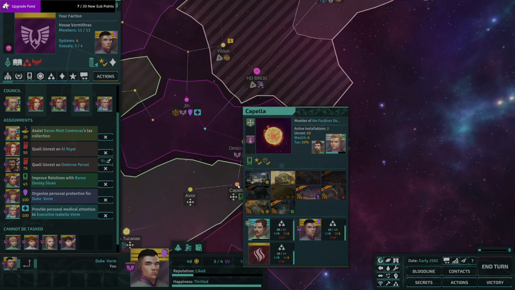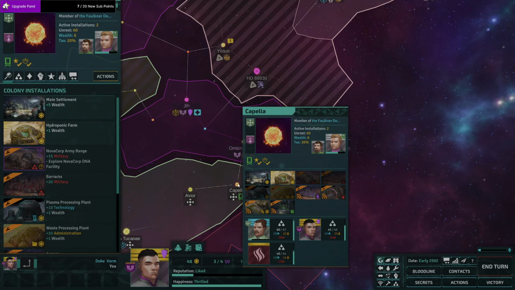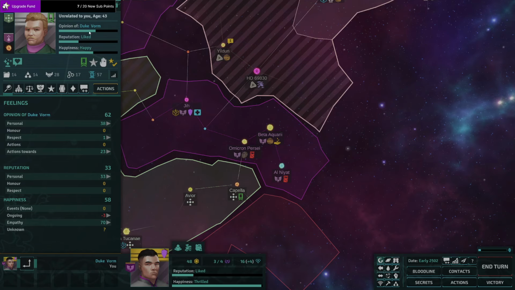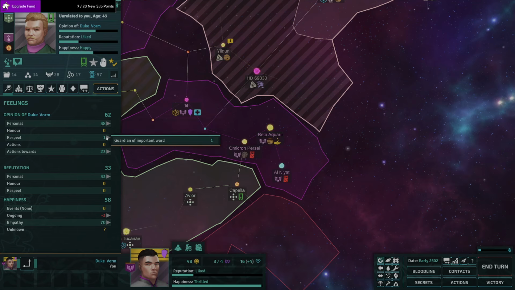Oh, yeah. How are we doing with improving relations with the Baron? So when I point at it, there's a blue bar under his portrait, which is usually his opinion of me. So, yeah, opinion is pretty good. Opinion of Duke Vorm. So right here, diplomacy, improved relations, we're up to 23. Pretty good in matching personality and diplomacy values.